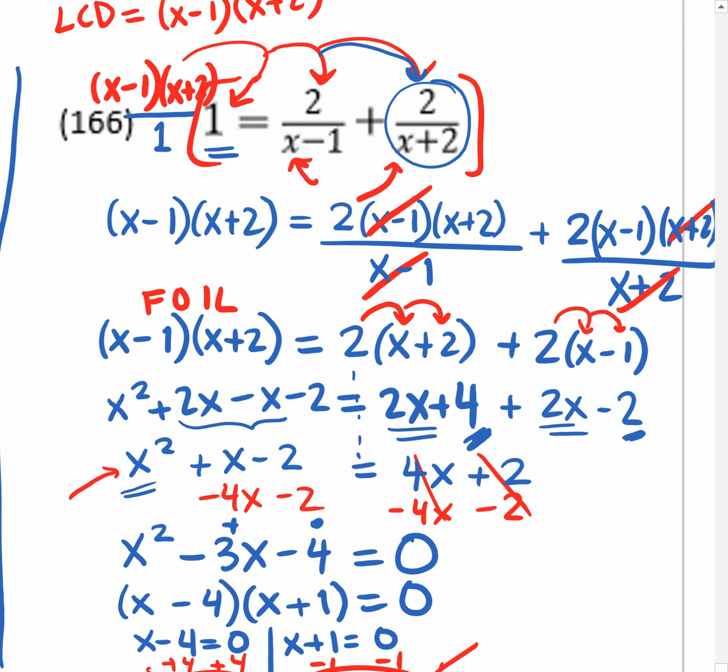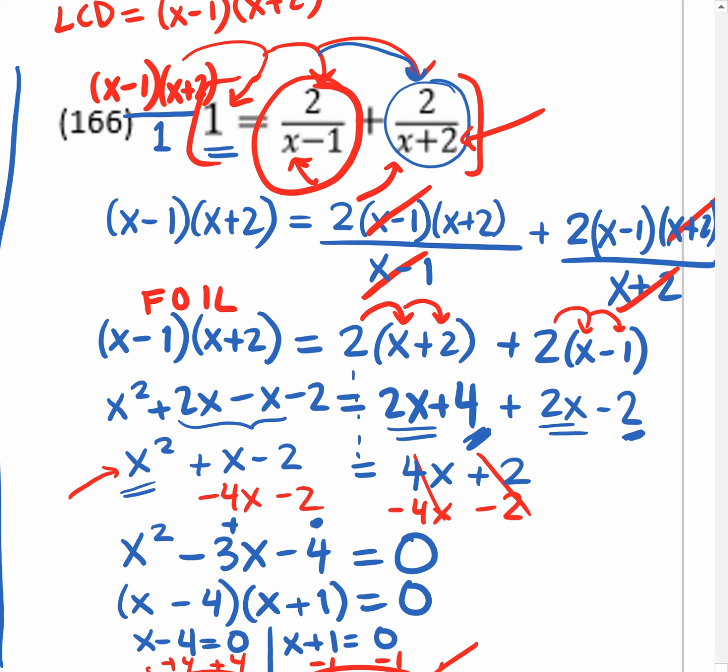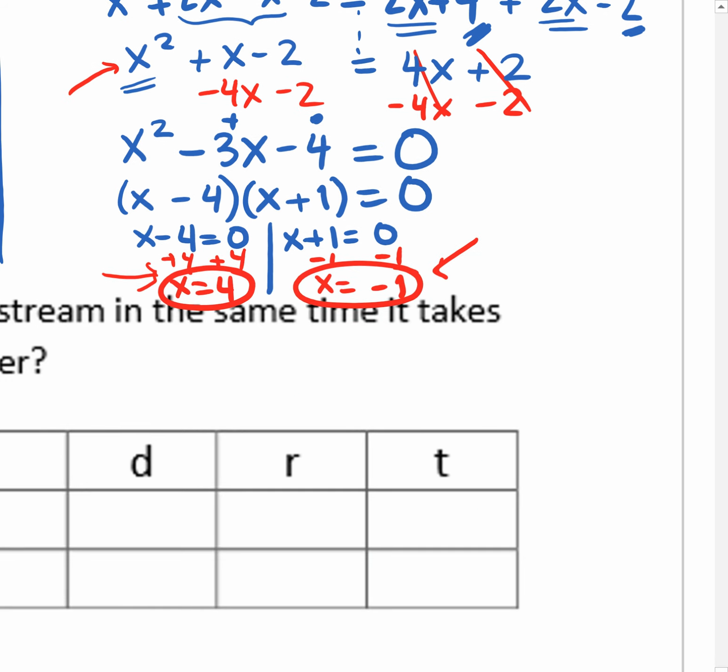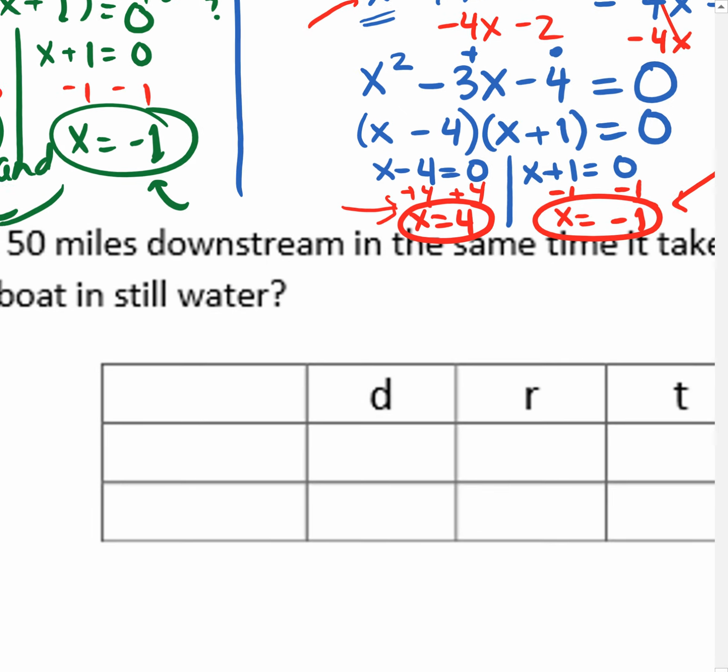Negative 1 kind of scared me, because I thought, oh, what if I put a negative 1 in this denominator? But think about it, it's negative 1 minus 1, which is negative 2. That's not 0. And if you put negative 1 in the second denominator, negative 1 plus 2 is positive 1. So no matter what, you're not getting a 0 denominator, so I can keep both solutions. Yeah, but if either of those produced a 0 denominator, I'd have to throw that solution away. I would only have the other one left over.